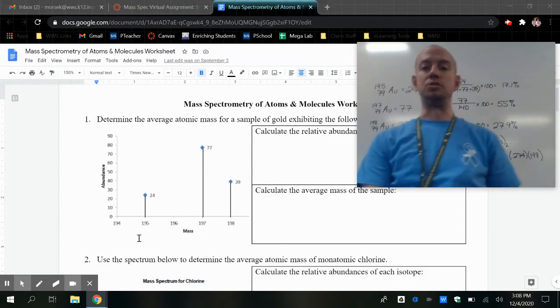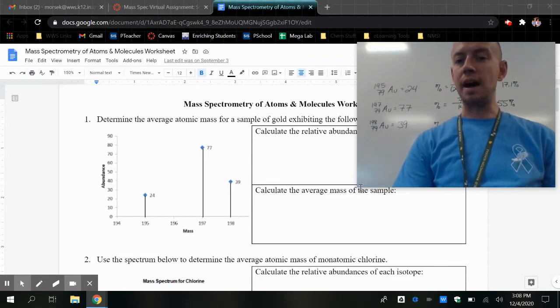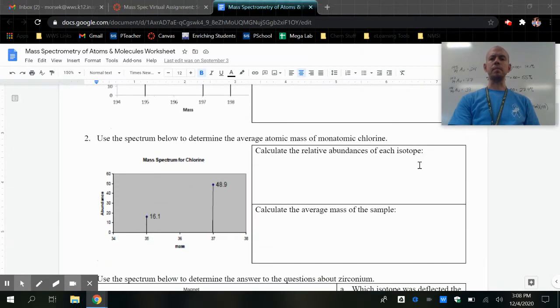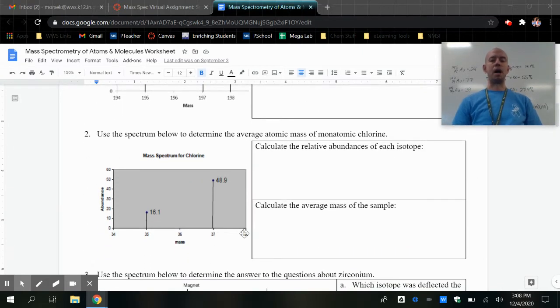So atomic mass units is the unit we use because elements are so light, it's not practical to talk in terms of grams or kilograms or pounds for how much they weigh. So that same work you can check on the answer key, but we are thinking about how much of each thing do I have, and then using the amount that it has, how much it contributes to the overall mass or average weight. In this second one, we have monatomic chlorine.